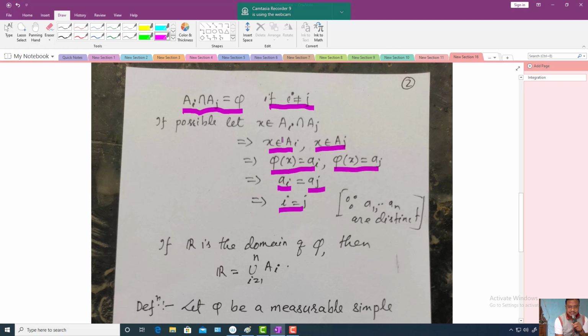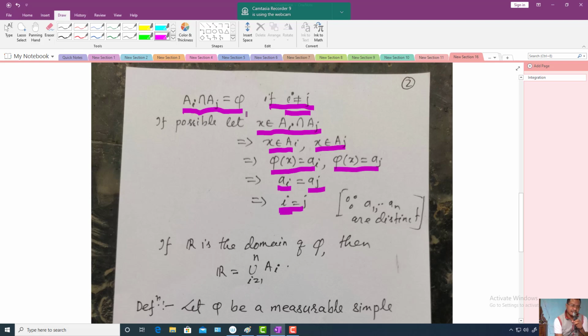All right, so what does that mean? This is wrong. It is said here i is not equal to j, but here we get i is equal to j. So this is coming from our wrong assumption, that this intersection is non-empty, meaning it contains some point. So what is the possibility? The only possibility is that Ai intersection Aj is equal to phi.